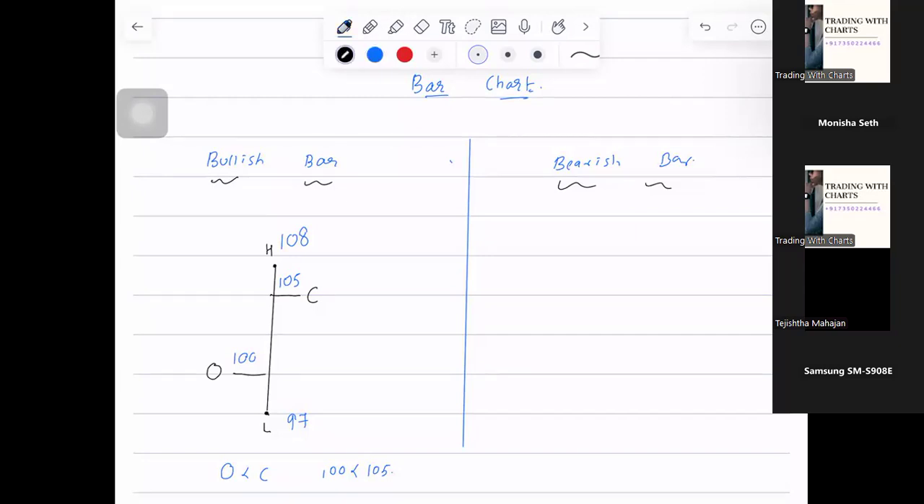Now a bearish bar will be completely opposite of a bullish bar. So in this what will happen? Opening will be greater than closing. Right? Here opening will be greater than closing. तो price ऊपर खुलेगी and बंद नीचे होगी. So here you will see the left bar and this is the right bar. So this is opening now and this is closing. Opening is greater than closing.